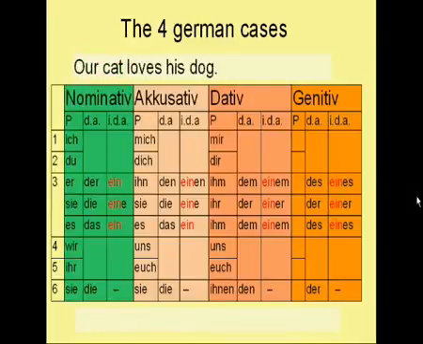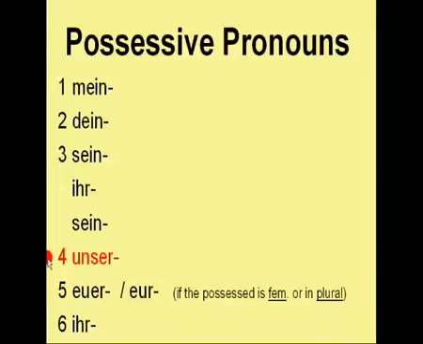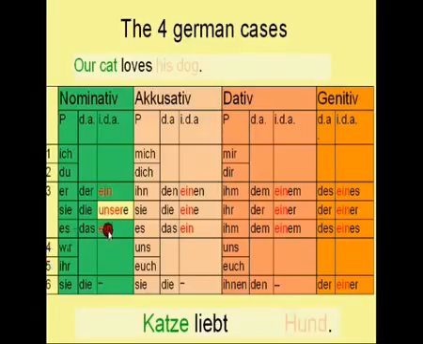What about the sentence Our cat loves his dog? Our cat is the subject of the sentence, so we know that it is in the nominative case. And after the verb love in German follows the direct object, so his dog is in German in the accusative case. Now we know that cat is in the 3rd person singular and is feminine, so we need to replace this word stem here with this possessive pronoun word stem, because the possessor is in the 1st person plural. So this is how it looks like when we replace ein with unser.